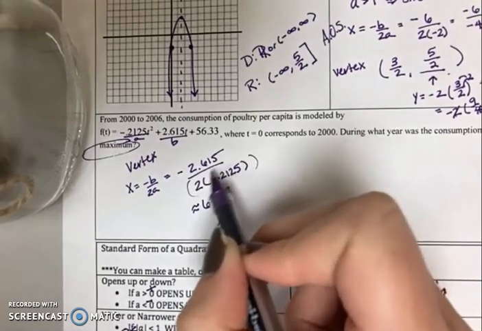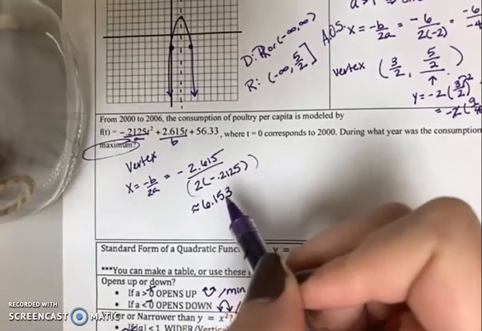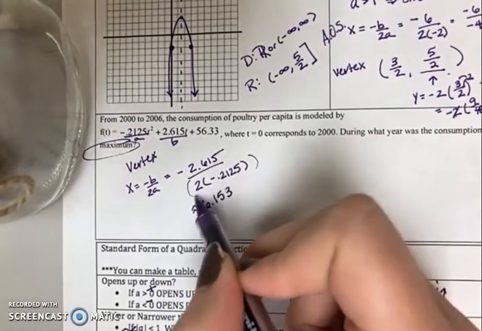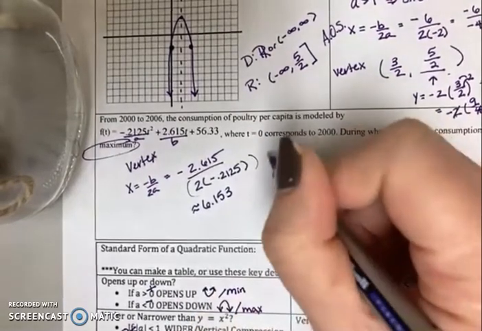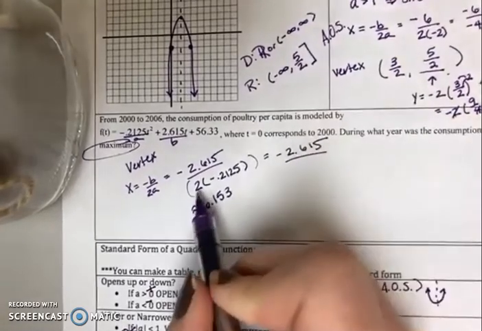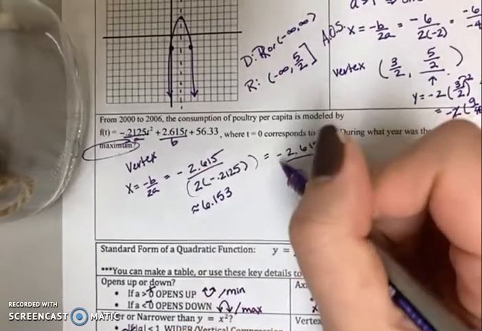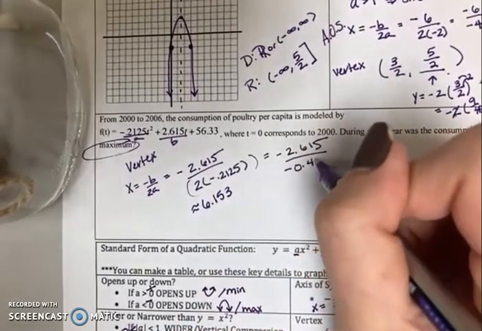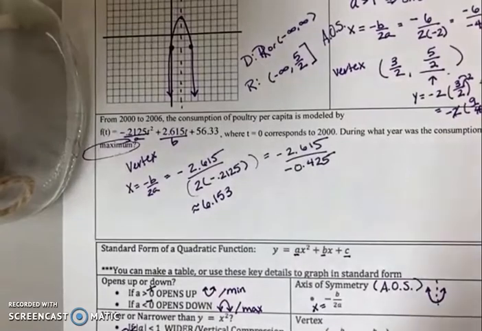Okay, if you don't put the parentheses and you're plugging it in all at once, what your calculator will end up doing is this divided by 2 and then multiplying. What might be better is just to do -2.615. Go ahead and find out what 2 times -0.2125 is, which is actually -0.425, and then divide. That makes it so you're not trying to do too much at once.